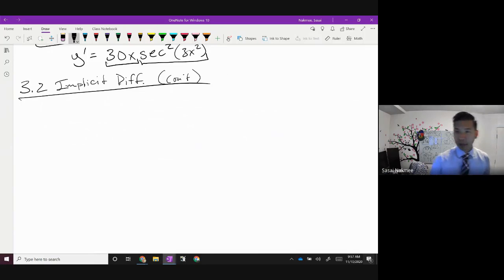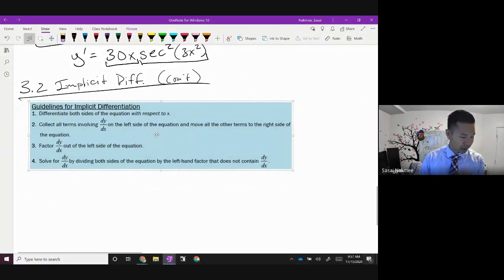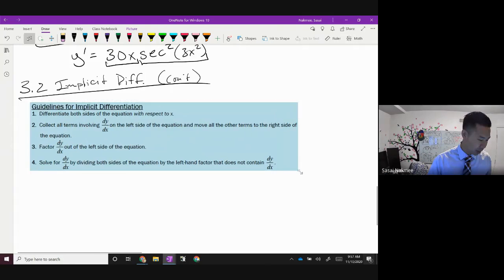So where did we leave off last time for implicit differentiation? I think I did one example, and then I gave you the steps for it, right? So we're going to do another example, but before that, let me give you the steps for it first. So let me put that back on so you guys can have the steps for how we approach these types of problems. Okay, so let's take a look here.